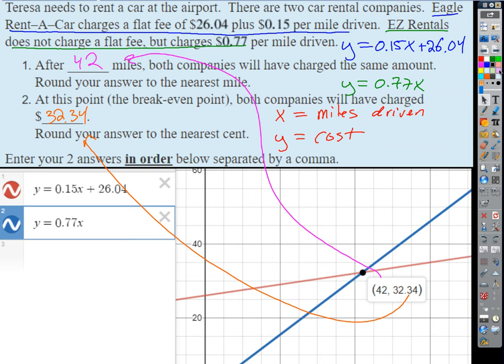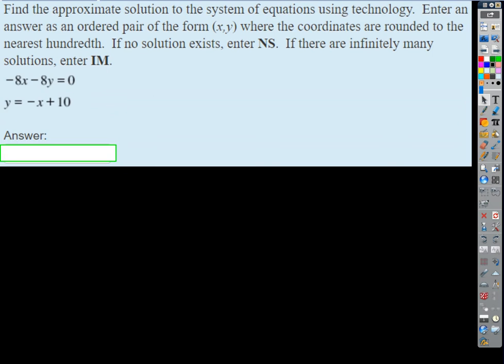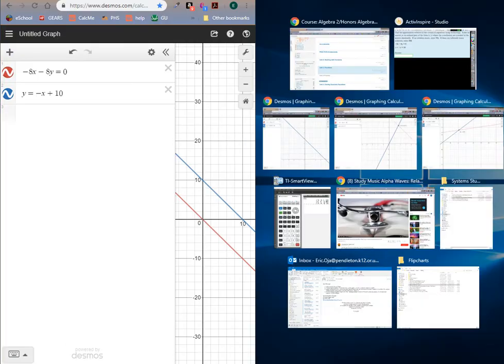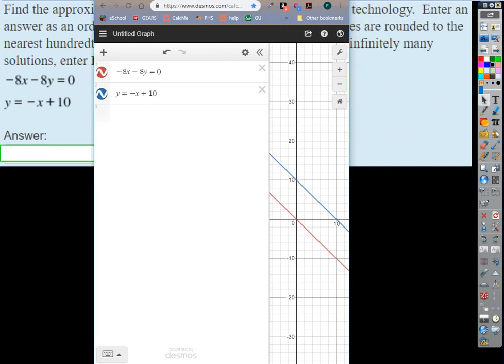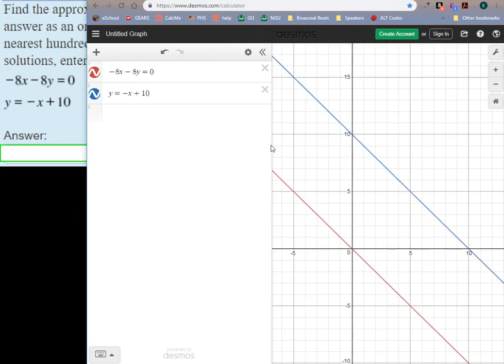But there are some situations where you've got to be just a little bit careful. What about something like this right here? You could easily graph this yourself, but I'm just going to pull up what the graph looks like. So what do you suppose is going on there if I graph that system?